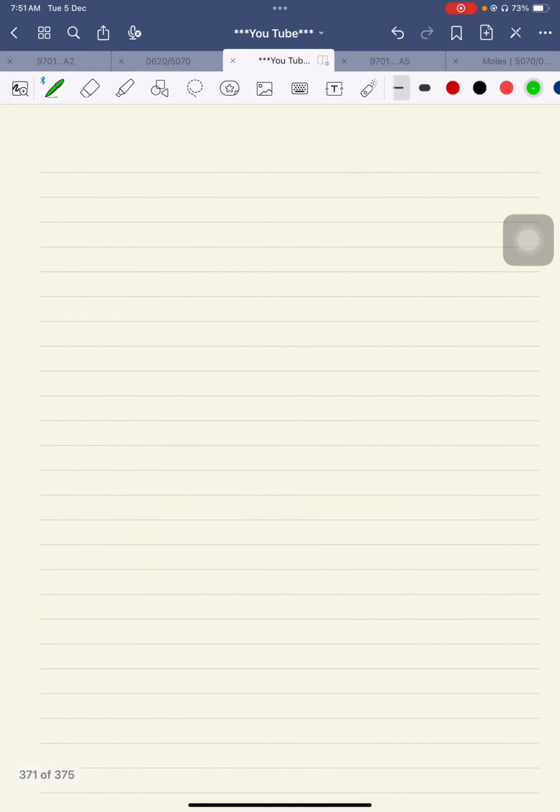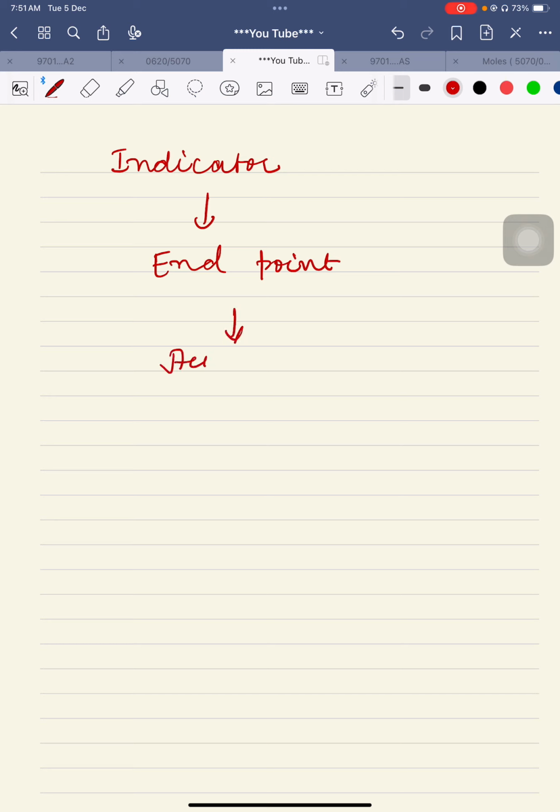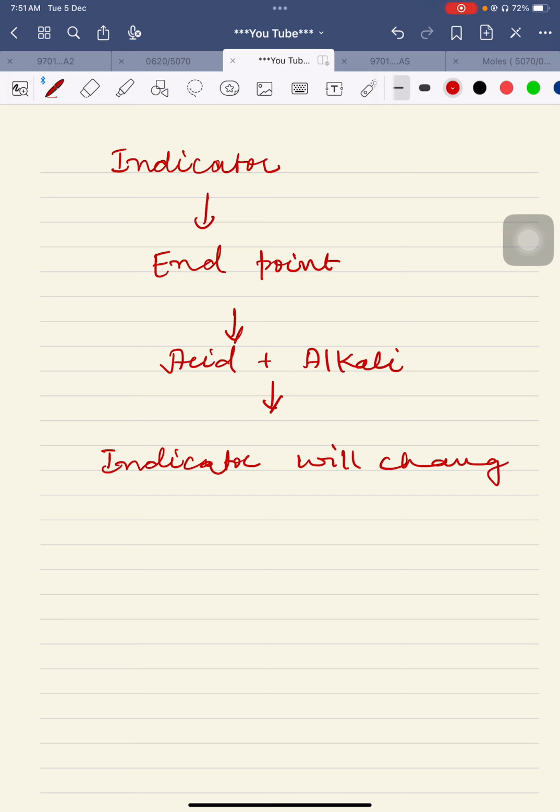Okay, now there is a trick about the indicator color. And what is the trick for indicator color? You have to tell about the end point. What is the end point? End point is a point at which the reaction between an acid and an alkali is basically completed. And how do we know this? When the indicator will change the color.